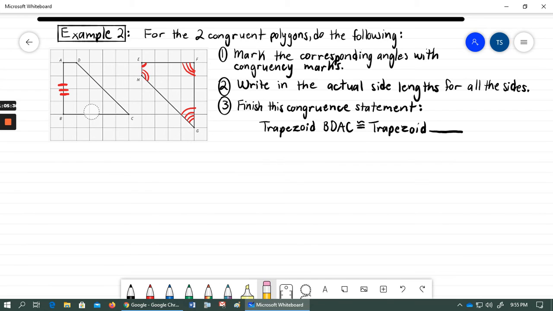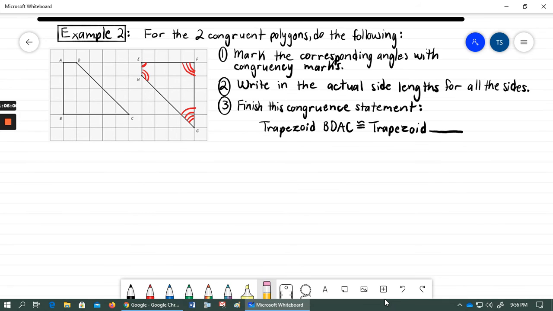So I'm erasing that. That is not what they're asking you to do. They're not asking you to use congruency marks. They're asking you to put the actual side length for all the sides, okay? So just get that clear, all right? Not to say that you can't read, but just want to make sure you know what they ask you to do, okay?